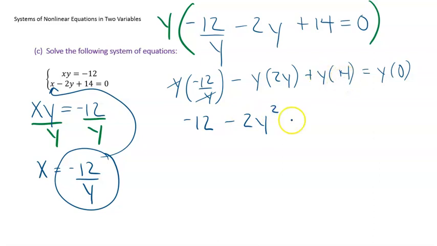And this y times this 14 is plus 14y is equal to y times 0, which is 0. Folks, we have ourselves a quadratic equation, right? Got a square in it.